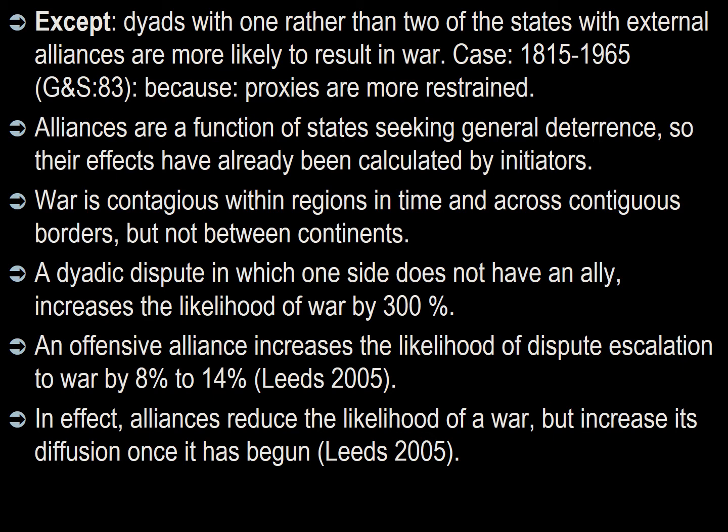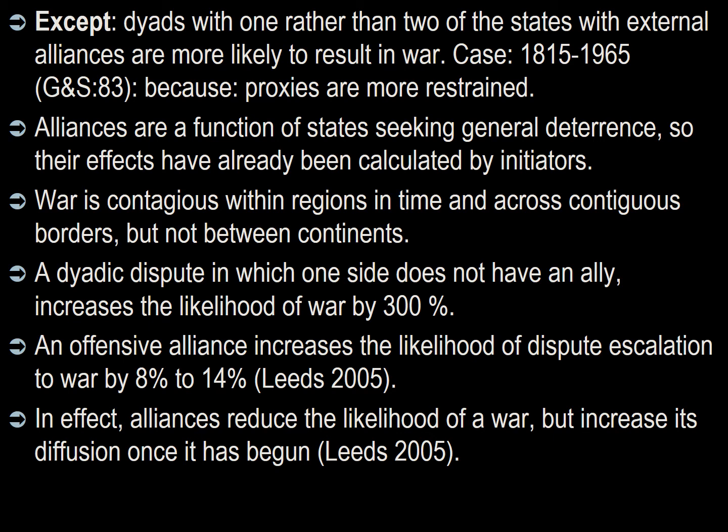Dyads, that's a pair of countries, with one rather than two of the states with external alliances, are more likely to result in war. So we have the case of 1815 to 1965. And this is because proxies are more restrained. Alliances are a function of states seeking general deterrence, so their effects have already been calculated by the initiators. If you join an alliance, it's because you want to look so strong, no one's even going to compete with you. That's the best possible outcome, because then you don't have to spend a lot of money on your military.